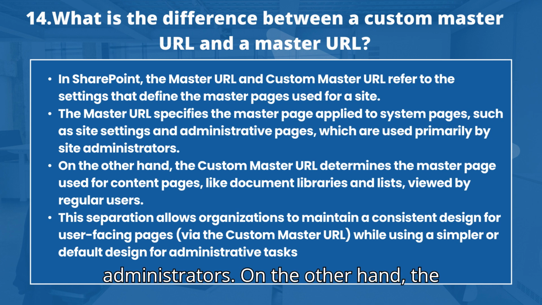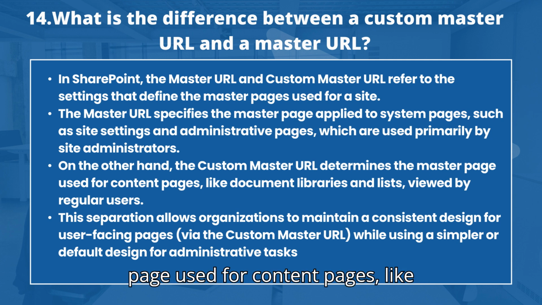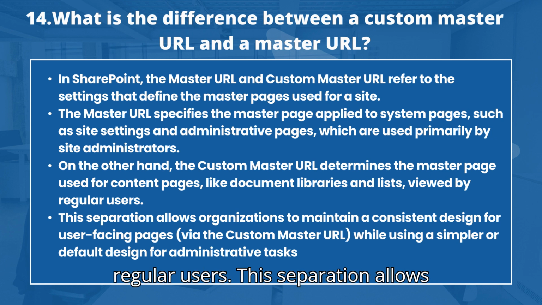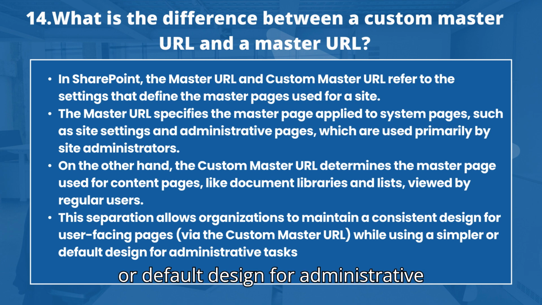On the other hand, the custom master URL determines the master page used for content pages, like document libraries and lists, viewed by regular users. This separation allows organizations to maintain a consistent design for user-facing pages via the custom master URL, while using a simpler or default design for administrative tasks.